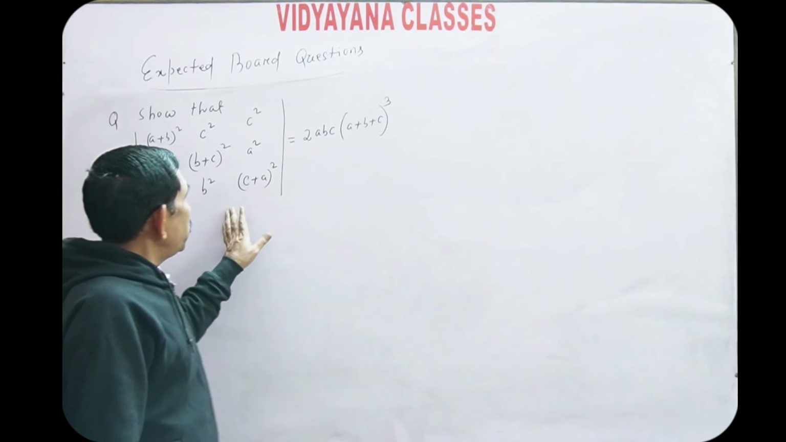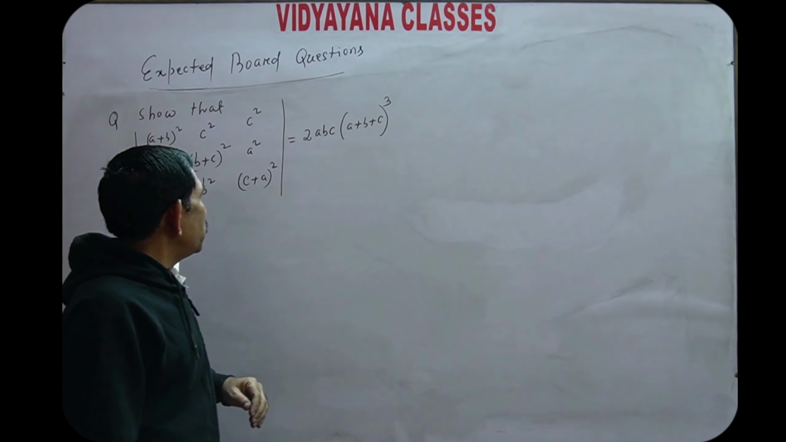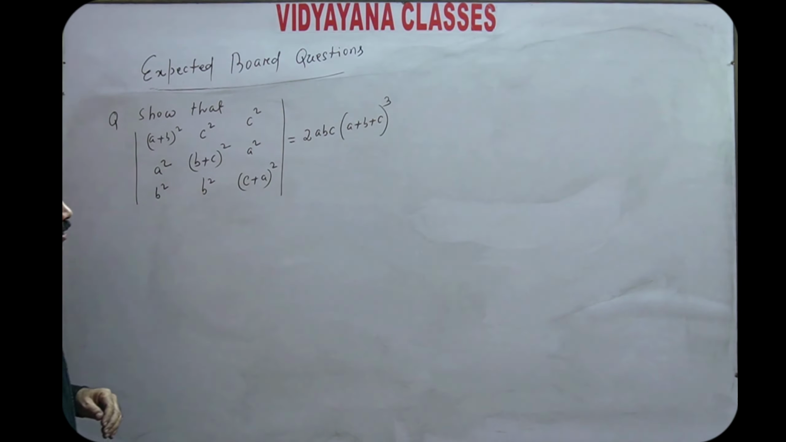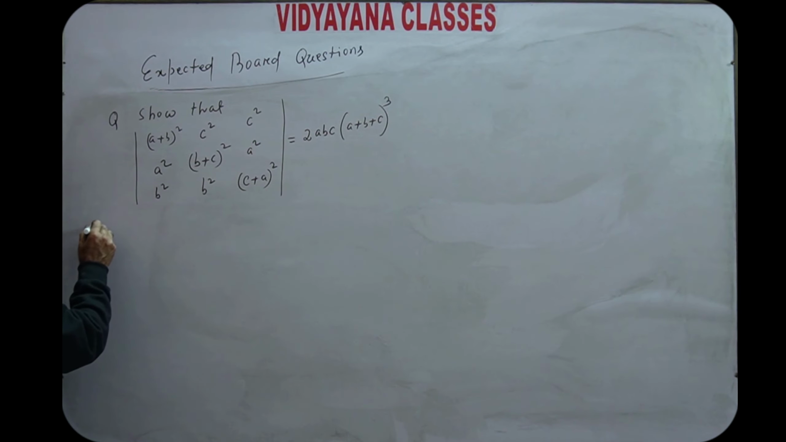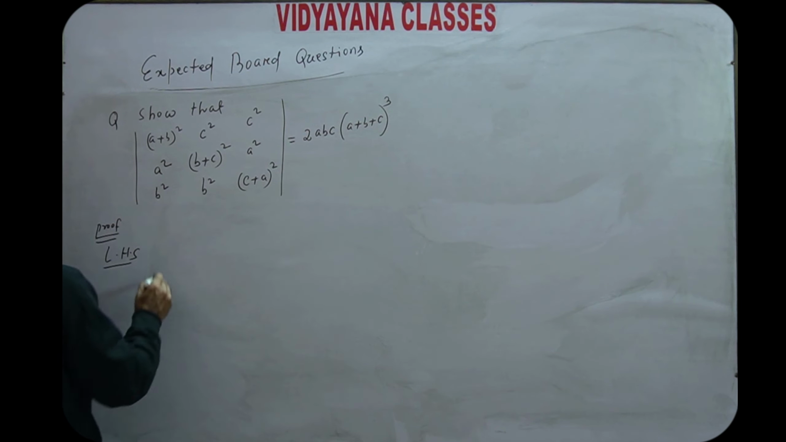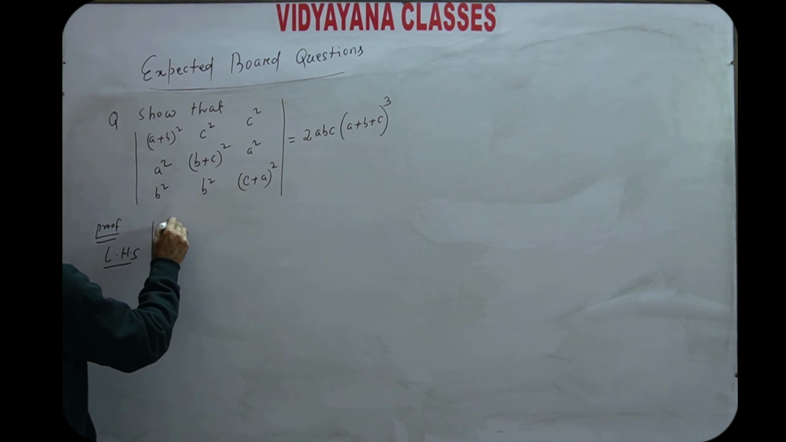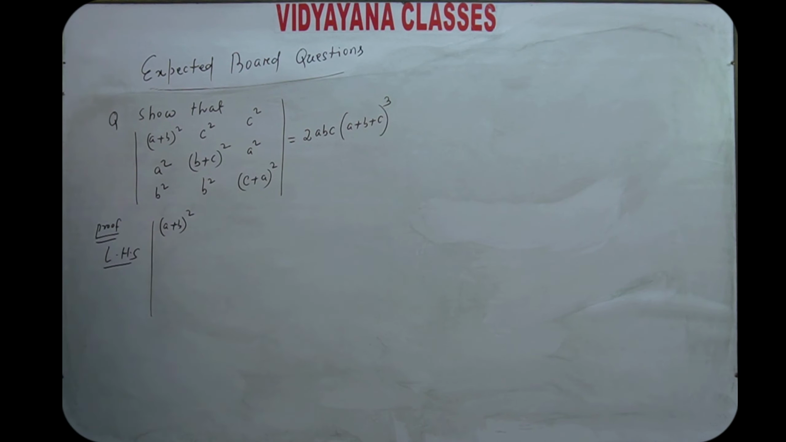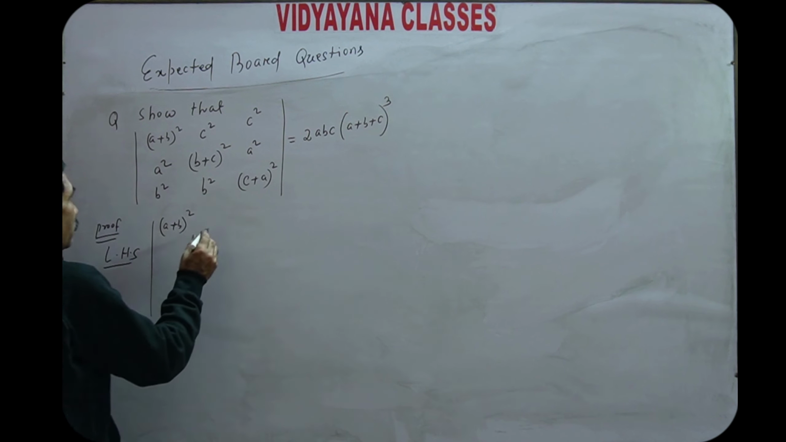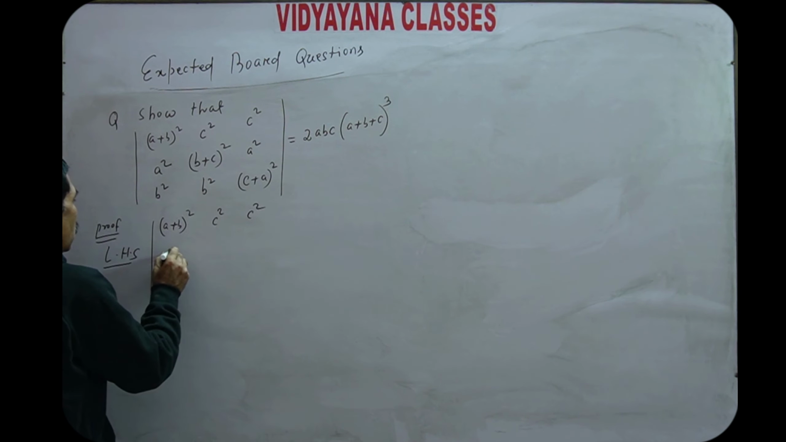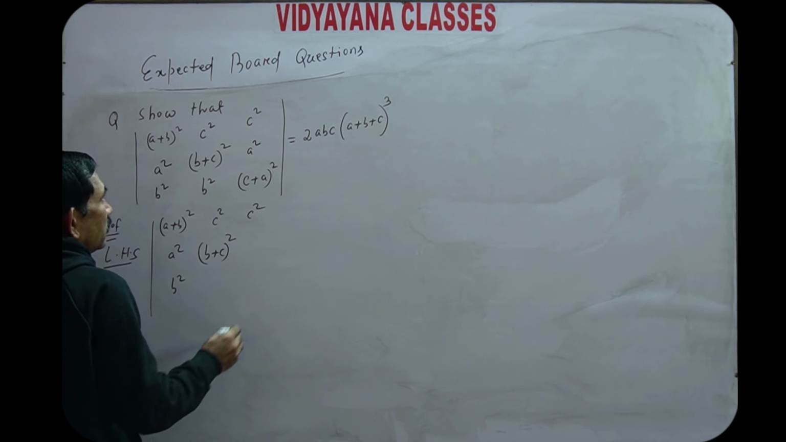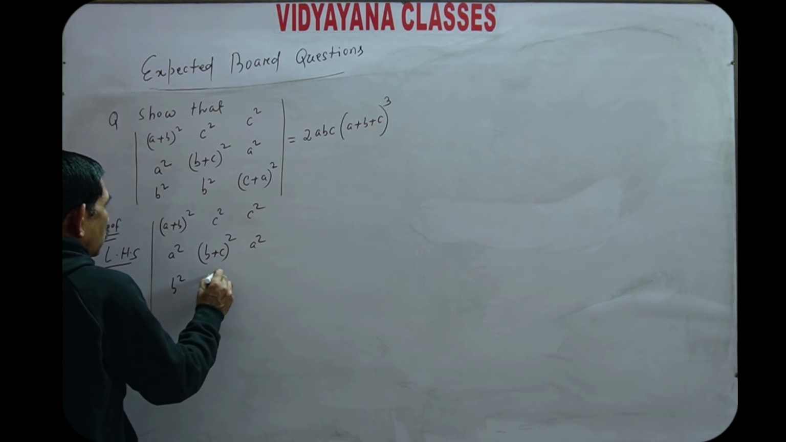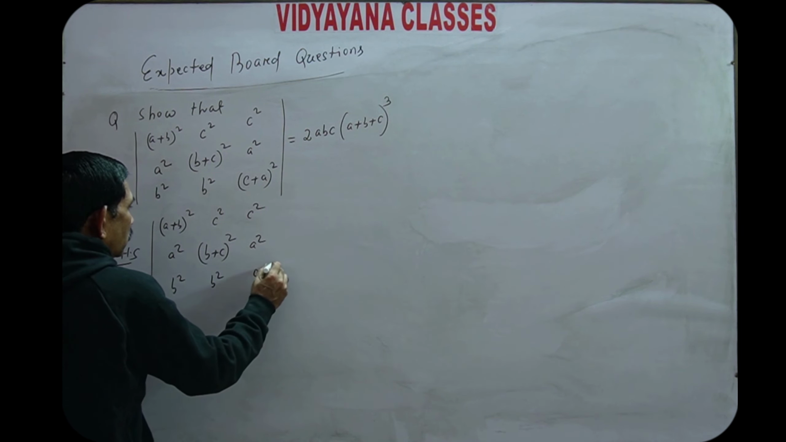So that the determinant value is equal to 2 times ABC into the whole cube of (A + B + C). Prove. LHS: determinant of (A + B)², C², C², A², (B + C)², A², B², B², (C + A)².